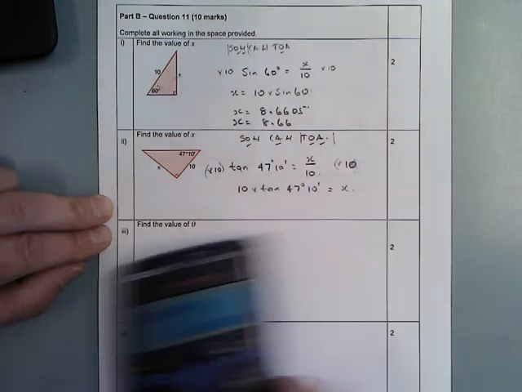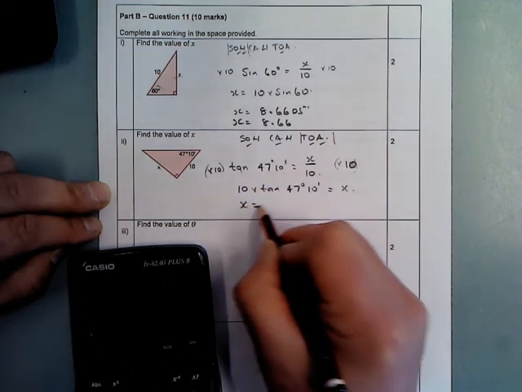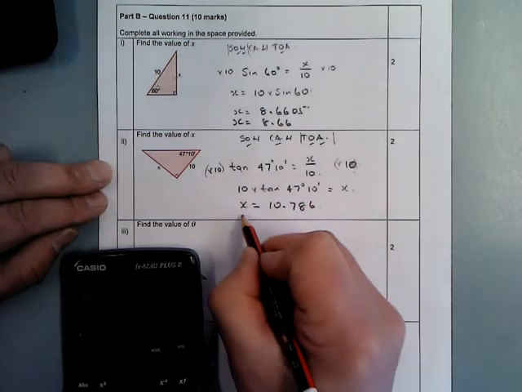So if we put that straight into our calculator, so 10 times tan 47 degrees and 10 minutes gives us 10.786. I'll round it to 2 decimal places, so x has got to be 10.79.